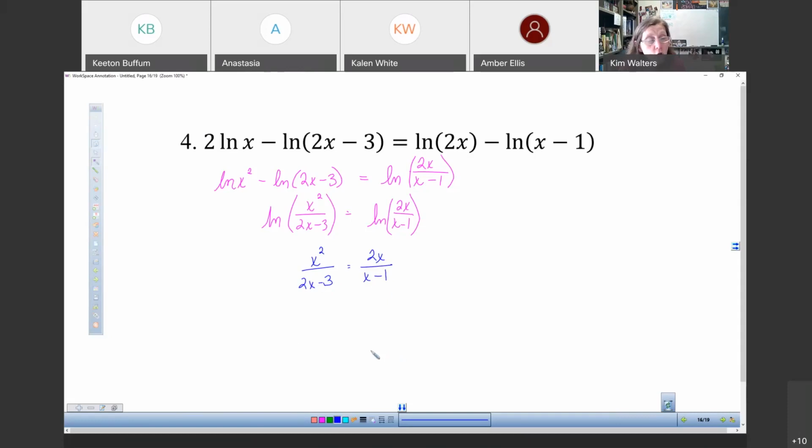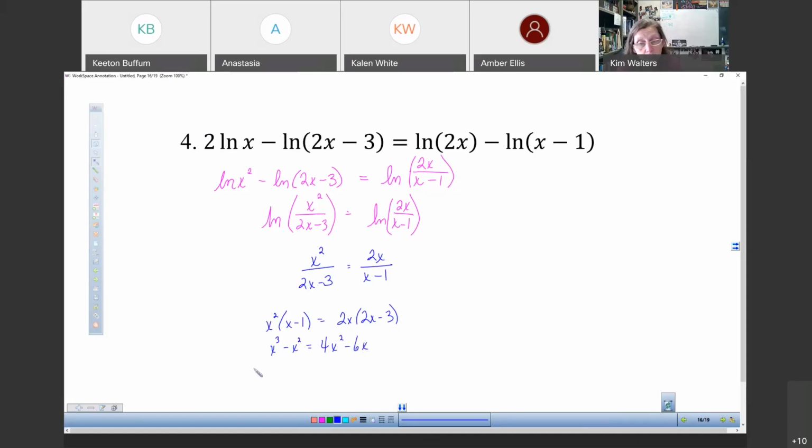And like I said, you can solve the whole thing first and then go back and think about your domains. That may be the easiest thing to do. Just don't forget to check them, okay? When you have a fraction equal to a fraction, you can cross multiply to solve. So in this case, I'm going to have x squared times x minus 1 is equal to 2x times 2x minus 3. Simplifying, I get x to the third power minus x squared. Y'all might be a little bit concerned about that. It'll be okay. And then 4x squared minus 6x.